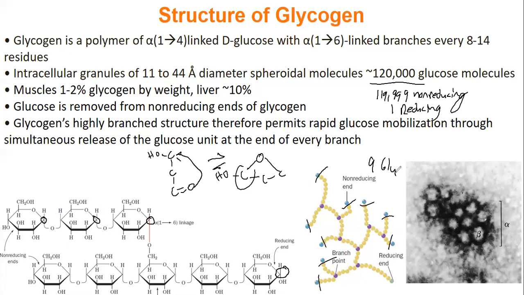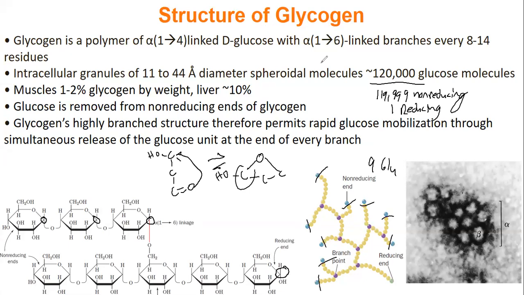If, on the other hand, your enzyme worked the opposite way for some reason, if my enzyme only worked from reducing ends, I could only release one glucose at a time because I only have one reducing end. So that's a long-winded way of explaining it again. Hopefully that helped.